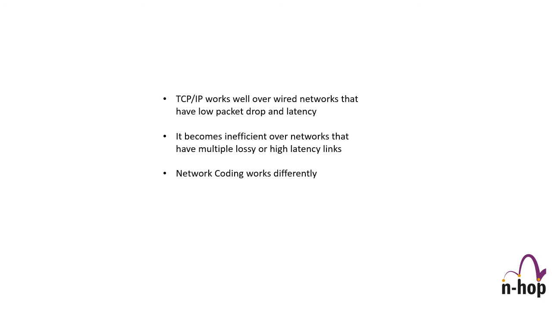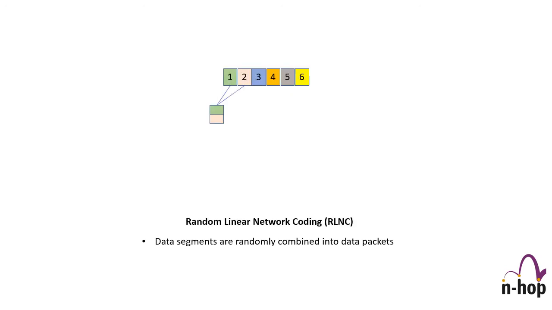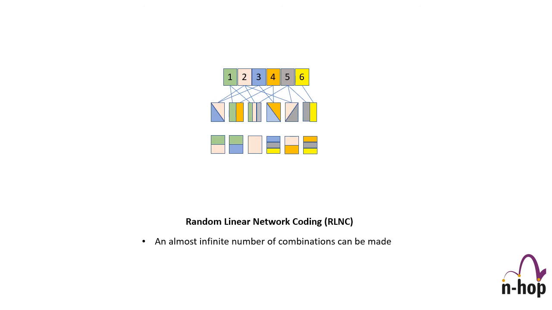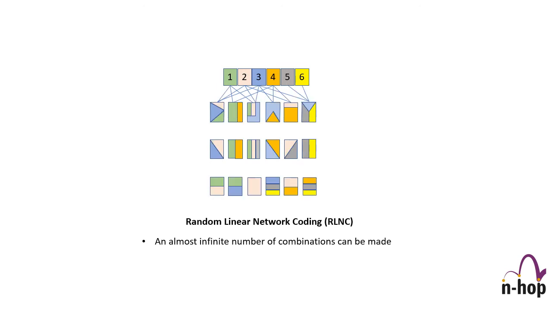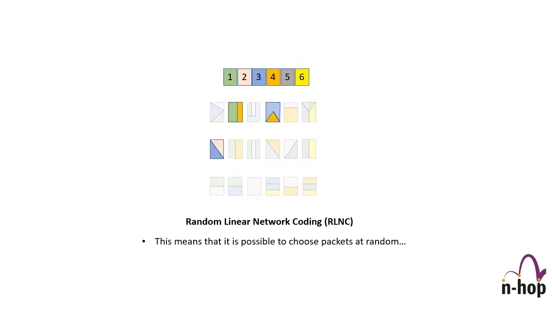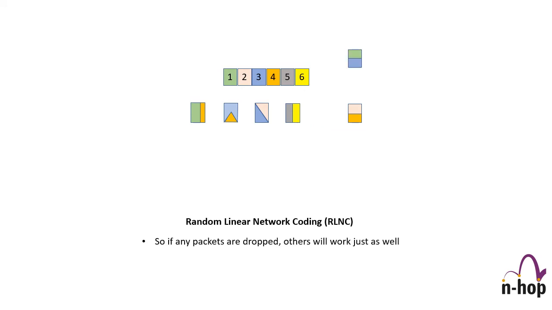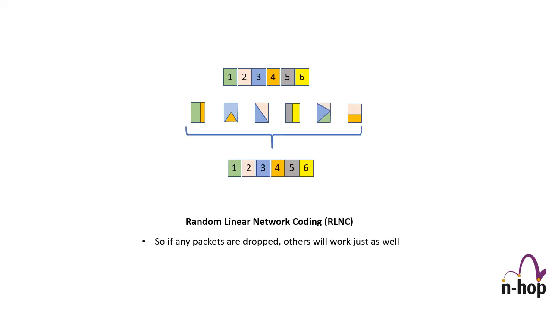Network coding, however, does not work in this way. So let's take a look at random linear network coding. In this approach, before transmission, the data segments are randomly combined together into packets using linear algebra. We can make an almost infinite number of these linear combinations, all containing some useful information about the source data. This means that we can choose any packets at random, and when we have enough of them, the group of packets can be decoded to reconstitute the original data. So when a packet is dropped, we just have to wait for another one to replace it.